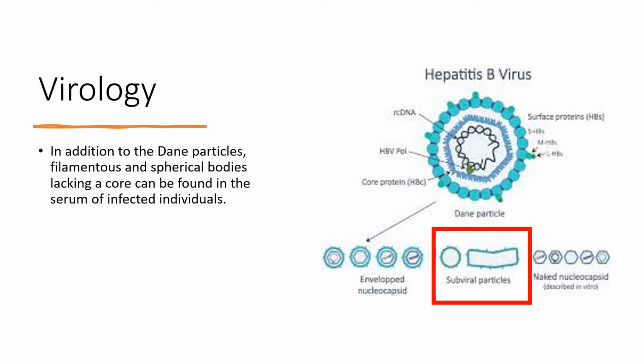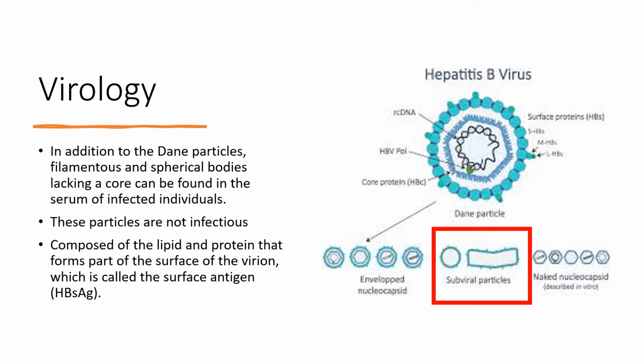In addition to the Dane particles, which are the infectious versions of hepatitis B, there are also subviral particles that are described as filamentous and spherical based on their shape. They lack a core, so they don't have the DNA core that is present in the Dane particles. So they are not infectious. They are just composed of the lipid and protein that forms part of the surface of the virion, which again contains the surface antigen proteins.